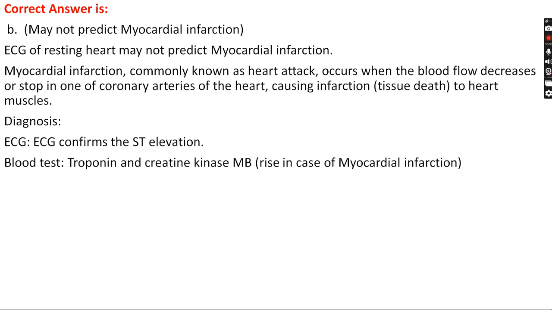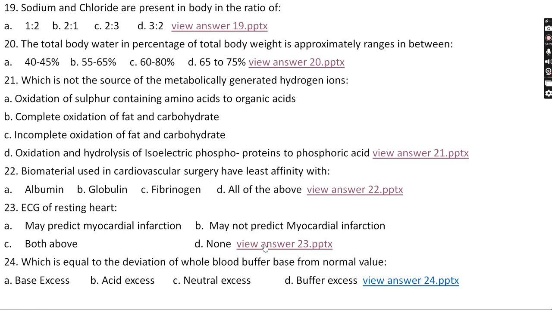Okay, for the diagnosis of this heart attack, we can do a blood test and we can do an ECG. On the ECG, we find ST elevation, which indicates a myocardial infarction. And if we do a blood test, we find the levels of troponin and creatine kinase enzymes increased. That also indicates there's a heart attack.